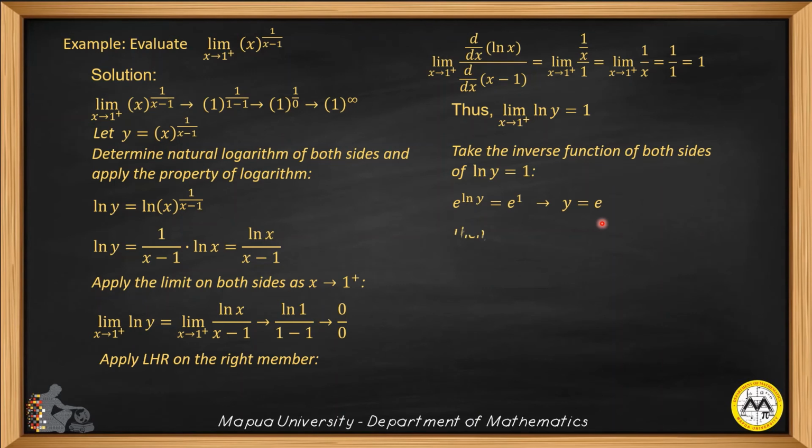So what we're saying is that the limit of y as x approaches 1 from the right, which is found to be equal to e, would also be the limit of x raised to 1 over x minus 1 as x approaches 1 from the right. Okay, that would be equal to e, which is approximately equal to 2.71.